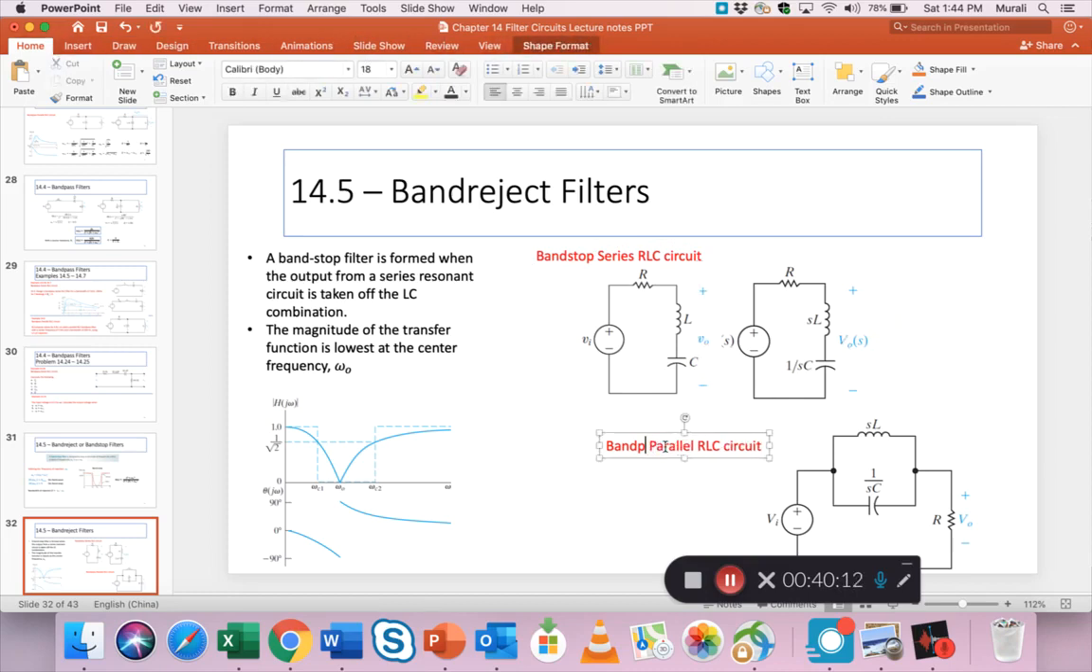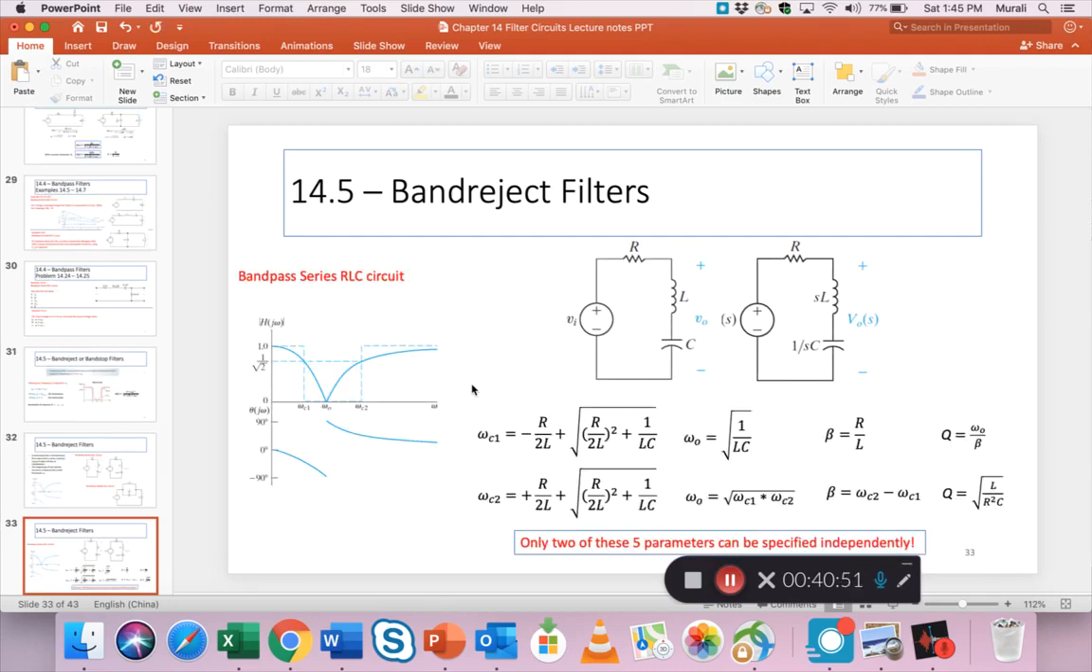Okay, so there are again two ways to do a band stop. Actually, there are 1,000 ways, but we are only going to stick to these two: a series and a parallel. And the way the parallel is connected, you now take the output out of the resistance in a parallel circuit and out of the L and C combination in a series circuit. So remember that difference, and then you will know the main difference between the band pass and the band reject.